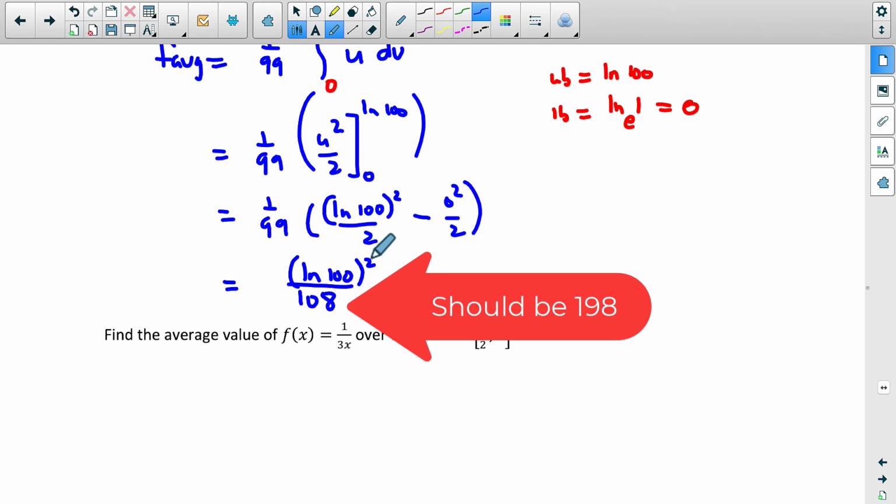This is not a 2 that you could move out to the front here. That would only be if just the 100 was squared, right? But this is the whole value of natural logarithm of 100 squared. So that has to stay there. There's nothing else you can do. That's it. That's our answer.